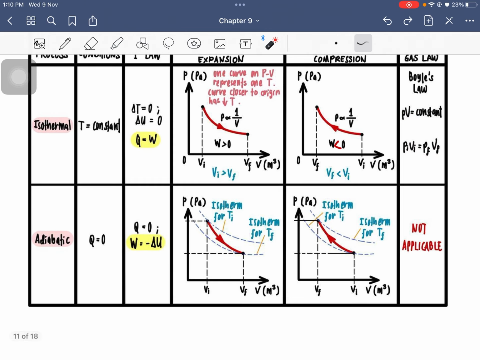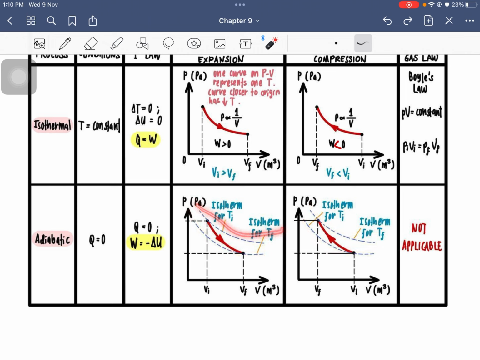Lastly, we have the adiabatic process where the heat is equal to 0, so there is no heat transfer. When there is no heat transfer, work done will be equal to negative change in internal energy. For an expansion in an adiabatic process, it looks like this. The temperature changes, so this is another temperature.